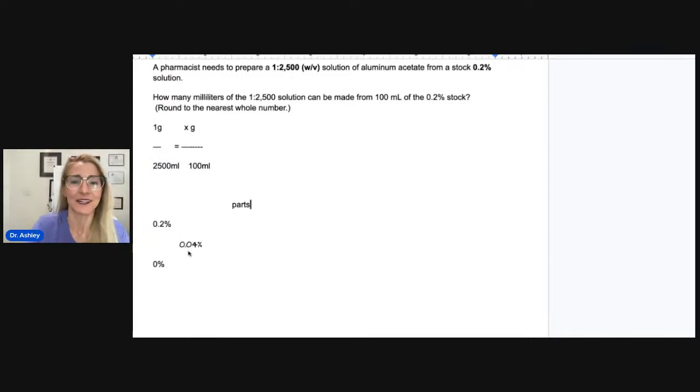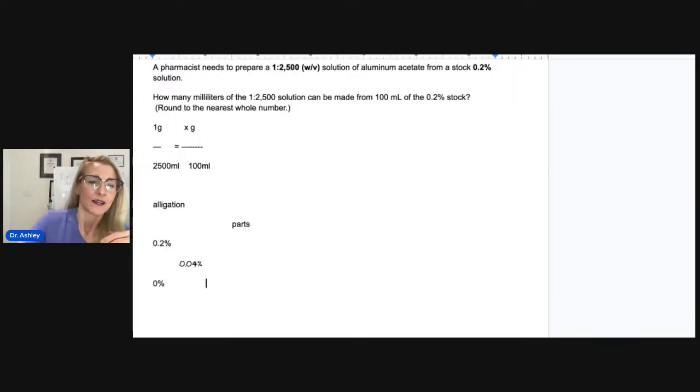So we're doing the alligation method again. And it's spelled like that, not allegation or alligator. Okay, 0.2% minus 0.04%. What do we get? Put your answers in the chat. 0.2 minus 0.04. Put those answers in the chat. It's going to help.